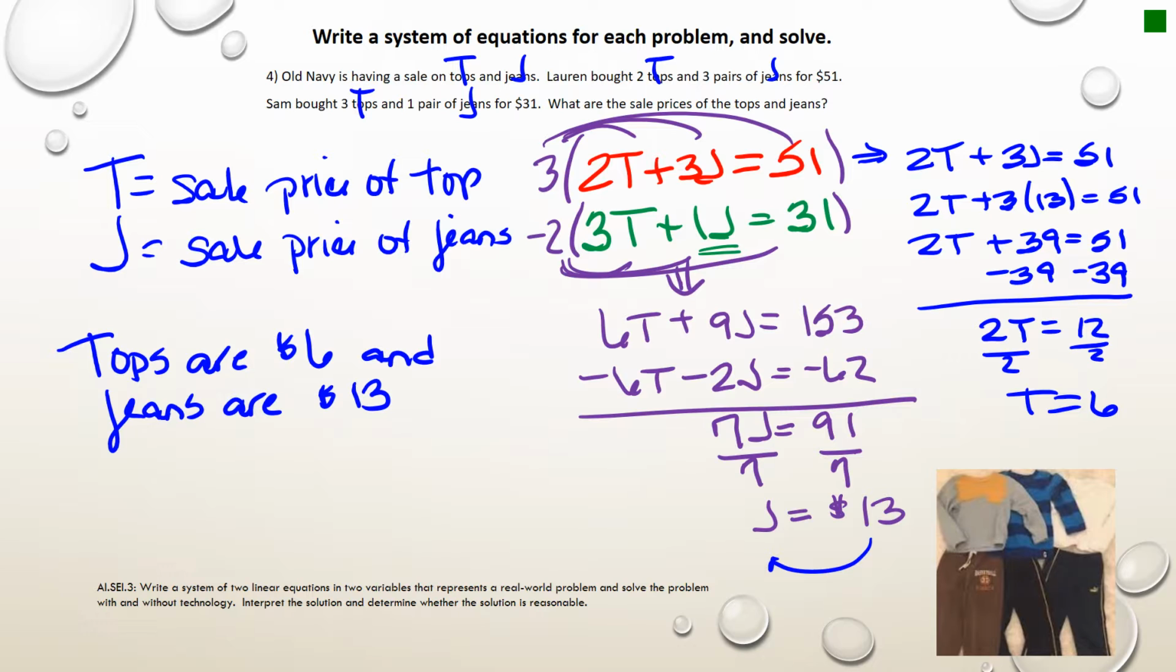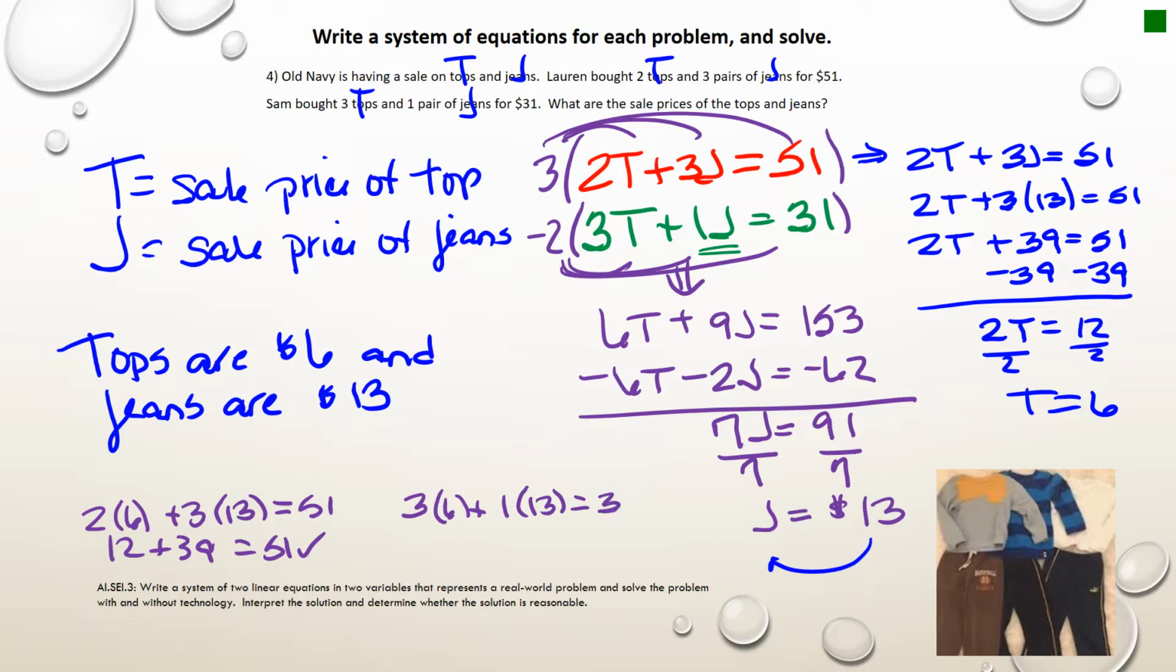You know you should. So is 2 times 6 plus 3 times 13 really equal to 51? 12 plus 39, does that equal 51? Yes. Is 3 times 6 plus 1 times 13 really equal to 31? 18 plus 13, does that equal 31?